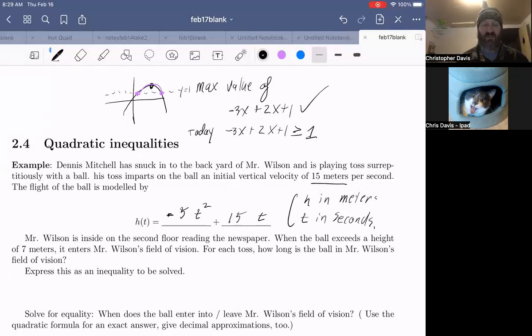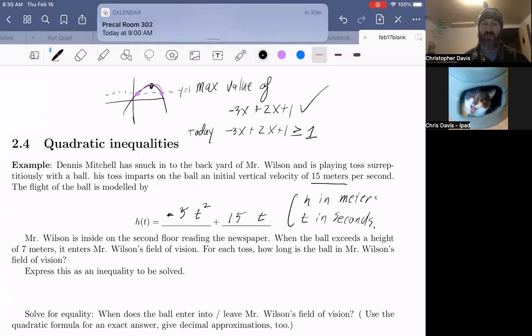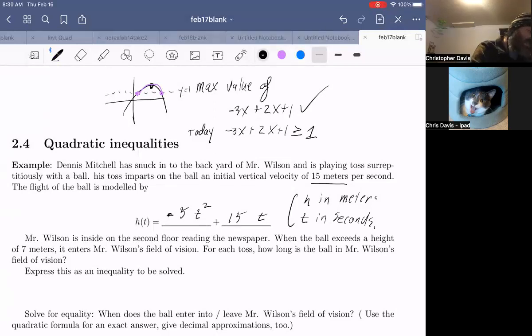So we have a model. That's good. Let's finish the question. Mr. Wilson is inside on the second floor reading a newspaper. The moment that this ball exceeds a height of 7 meters, it will enter Mr. Wilson's field of vision. Here's the question then. For each toss, how long is the ball within Mr. Wilson's field of vision? So let's think about this, and let's start by writing an inequality.